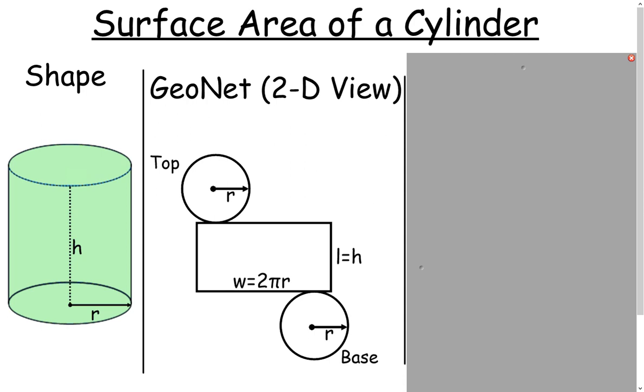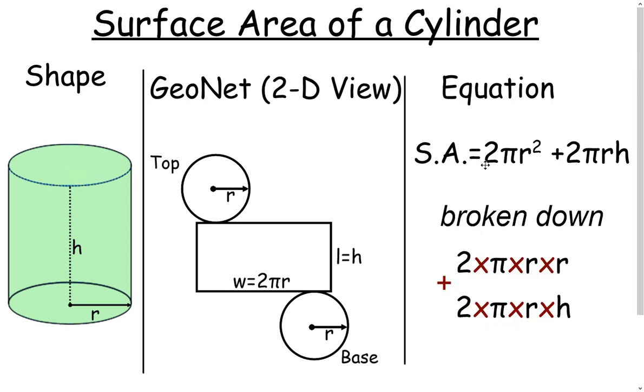So you put all that together, those areas, and you end up with an equation for surface area that's two circles, so 2 pi r squared, plus the length and width of the rectangle, so 2 pi r times h. And this is what it looks like right here. So let's try a few example problems.